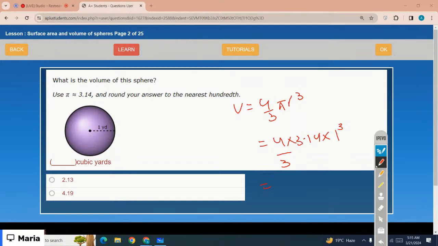That is 3.14 times 4 is 12.56, divided by 3. The correct option is 4.19. Option number 2 is the correct option, right?